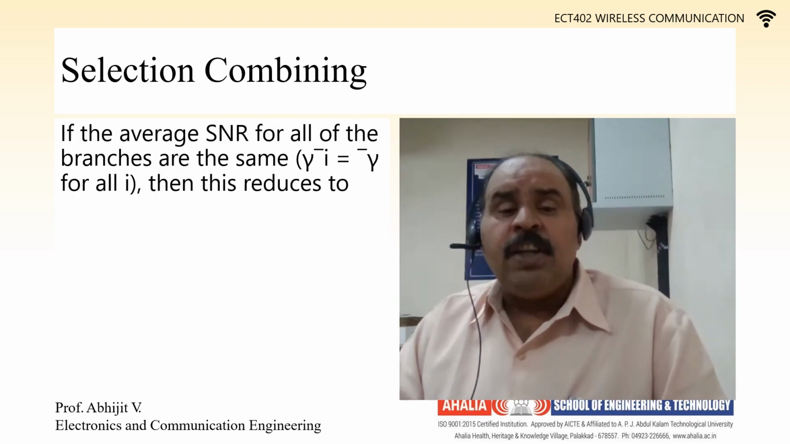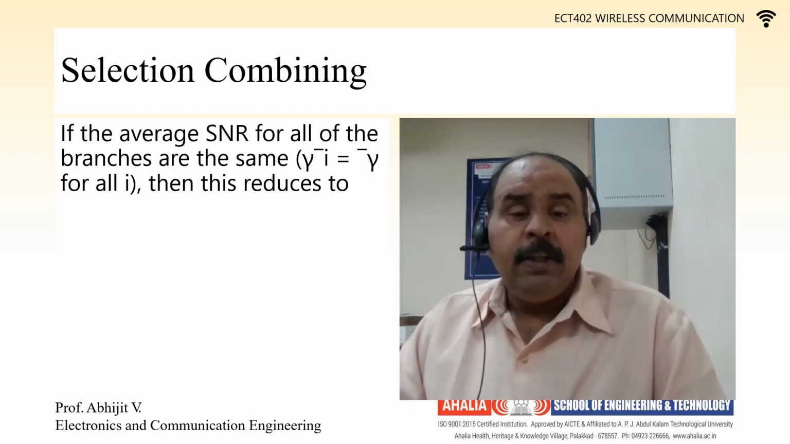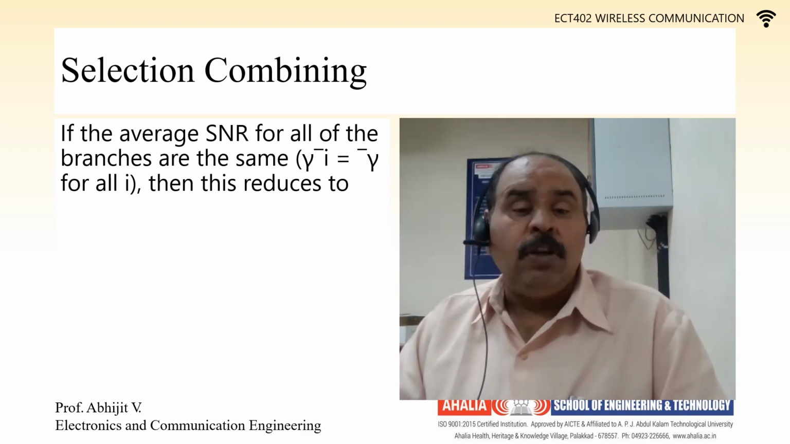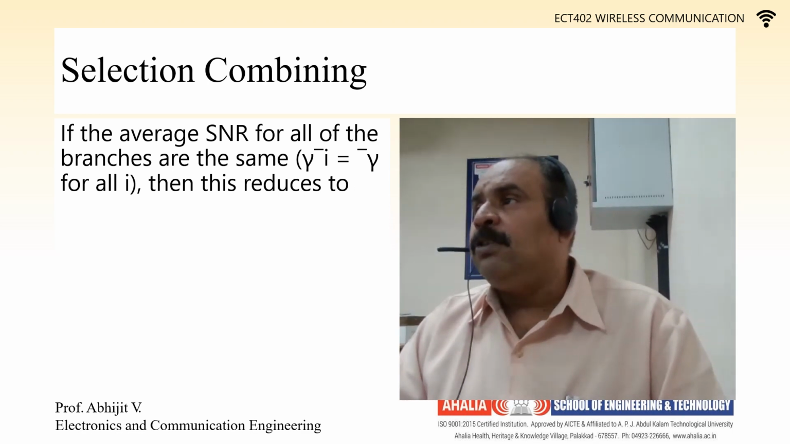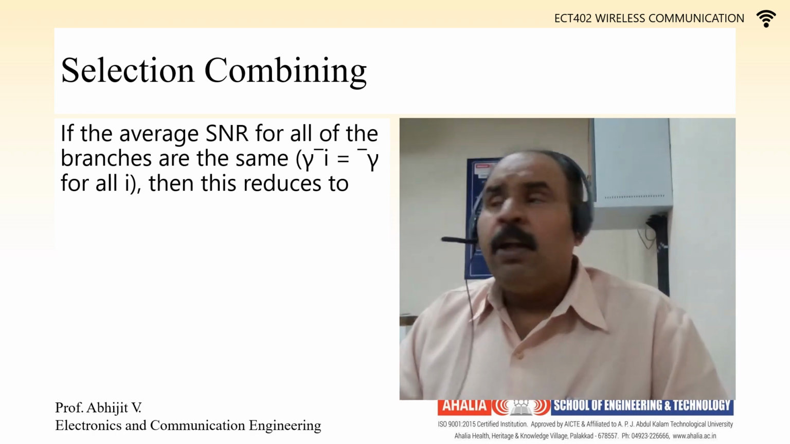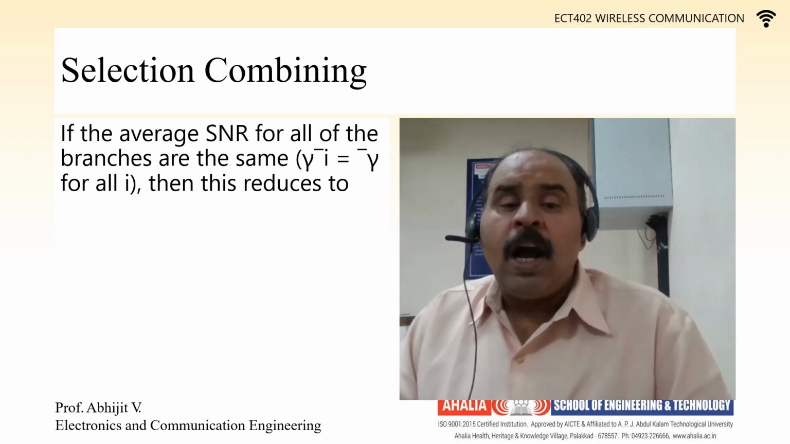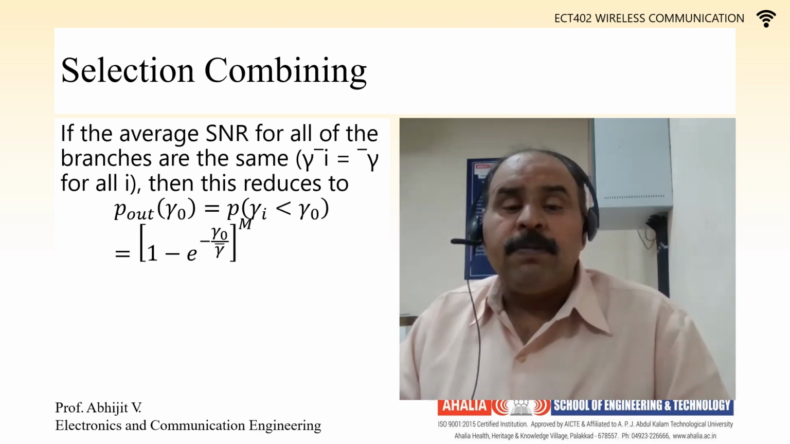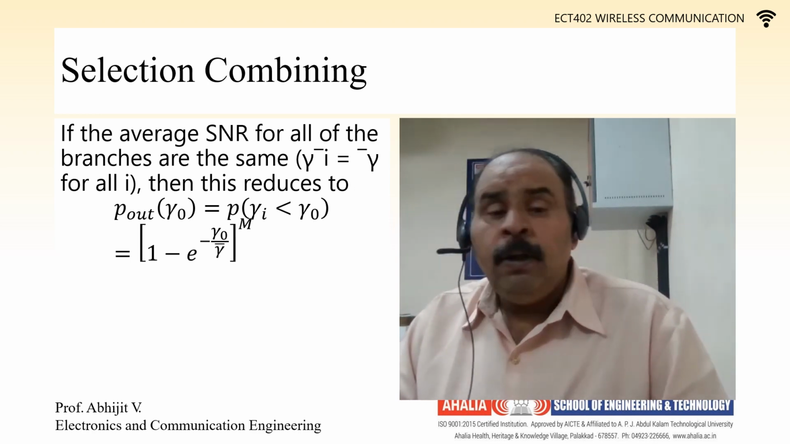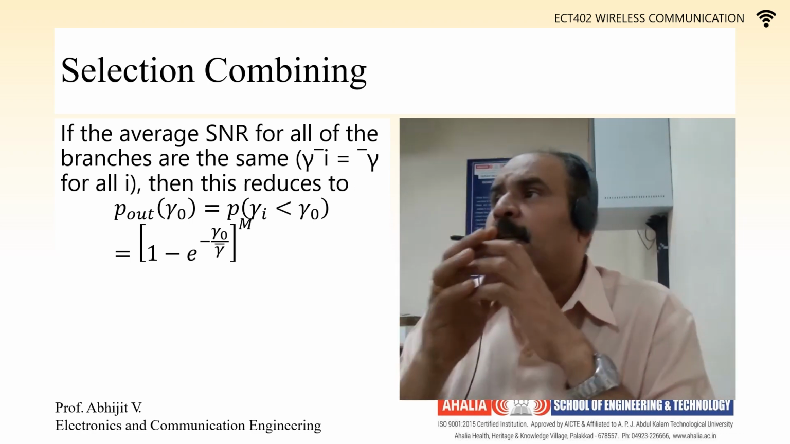If the average SNR for all branches are the same, that means gamma I bar is equal to gamma bar, or gamma I tilde is equal to gamma tilde. Let us consider that the signal to noise ratio for all branches are the same, then the previous equation reduces to P out of gamma naught is equal to P gamma I less than gamma naught, which is nothing but 1 minus e raised to minus gamma naught by gamma.